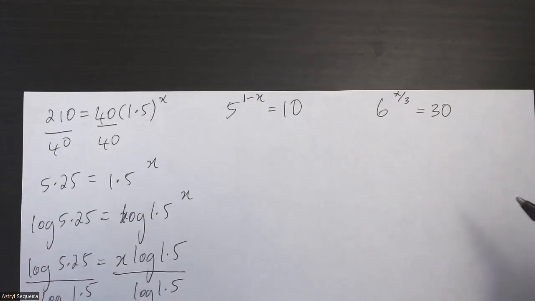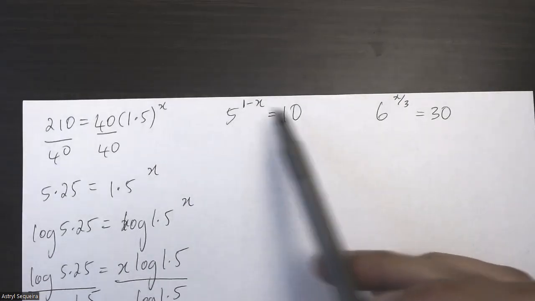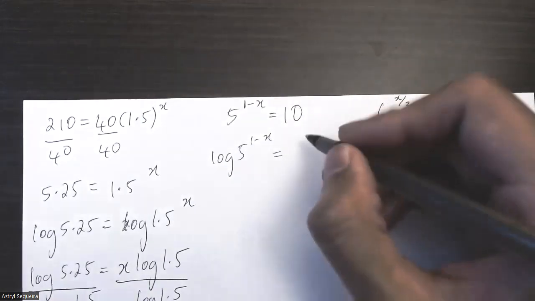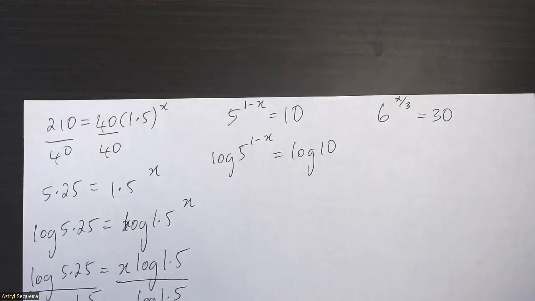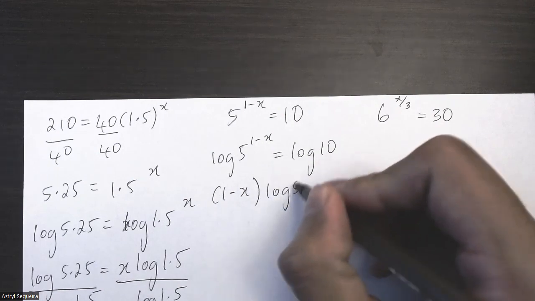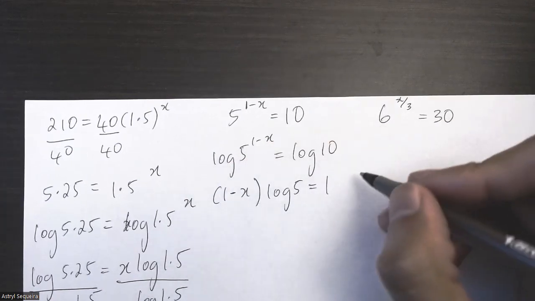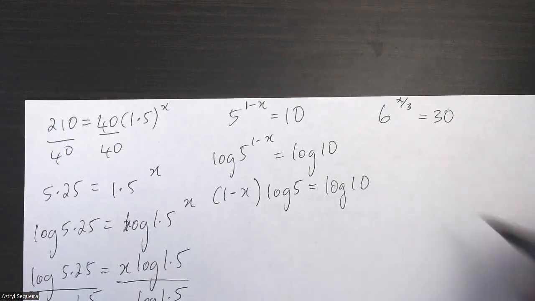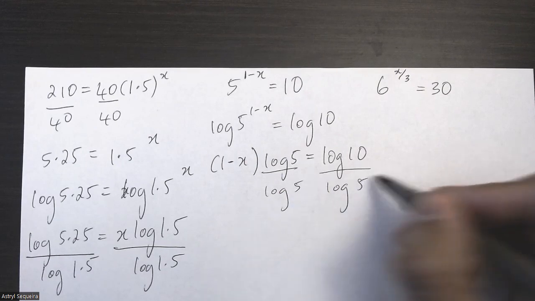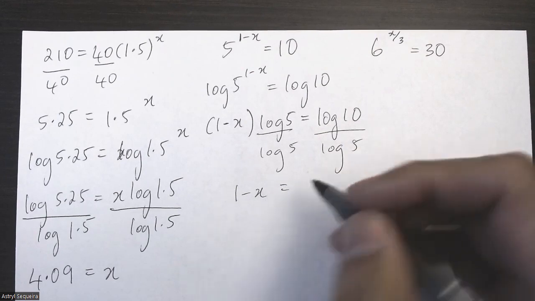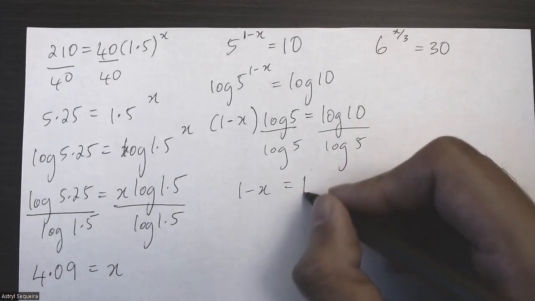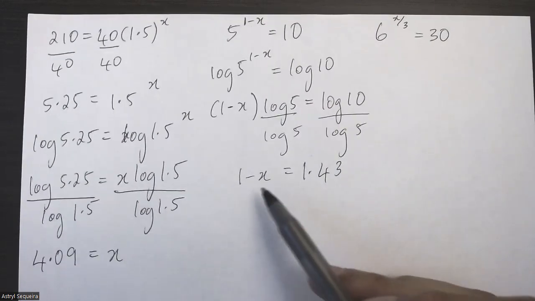Okay, last 2 questions. Again, the same procedure should be pretty simple. Again, can't make the bases the same here, so I'm going to start by logging both sides. Then I can bring my exponent down. When you have multiple terms in the exponent, make sure you bring it down and write it in a bracket because this log 5 is going to be multiplying with everything in that exponent. And I'm going to divide log 5 on both sides. Here I just have 1 minus x, and I'll do this in my calculator. Log 10 over log 5 is just 1.43, and now I need to solve for x.